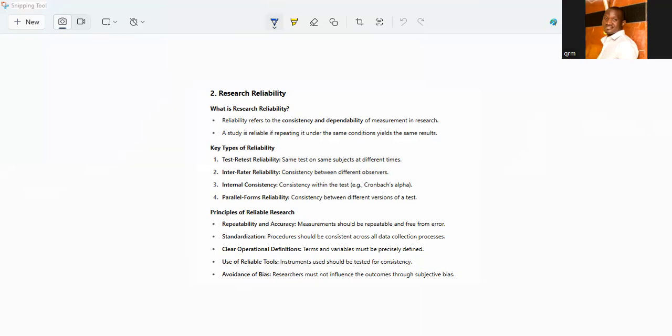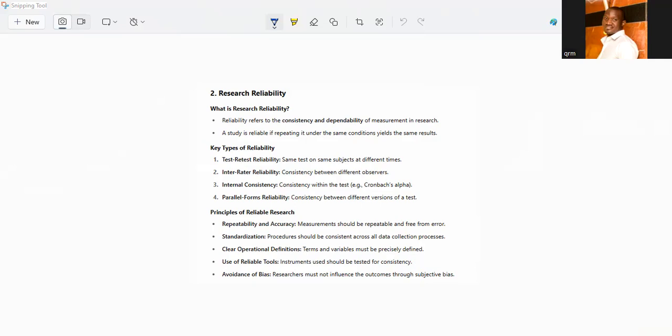Now, what did we say about these reliability tests in their context? We say that when you're looking at reliability, it becomes a cornerstone for quantitative research. So some of your supervisors will ask, what tests did you conduct to ensure that your results are reliable? We can rely on them.